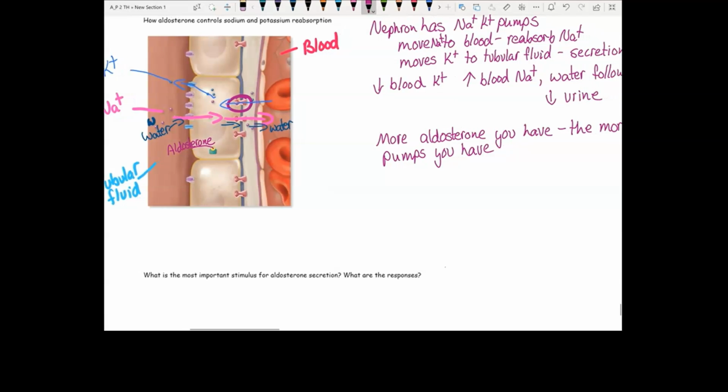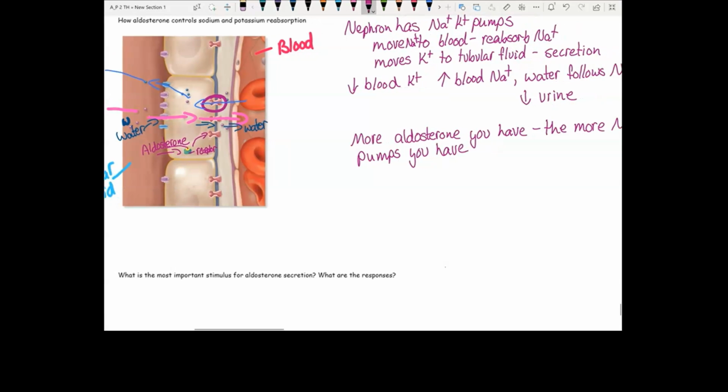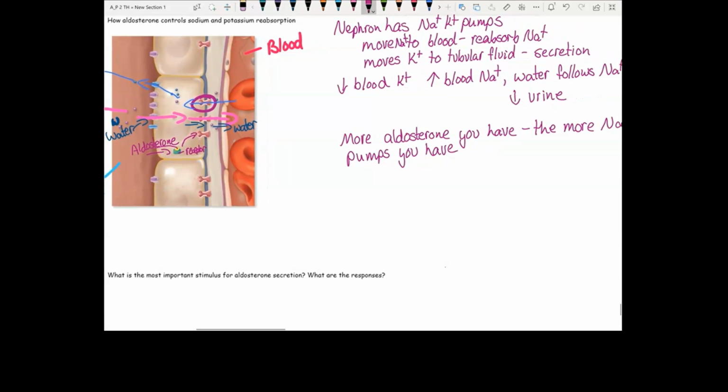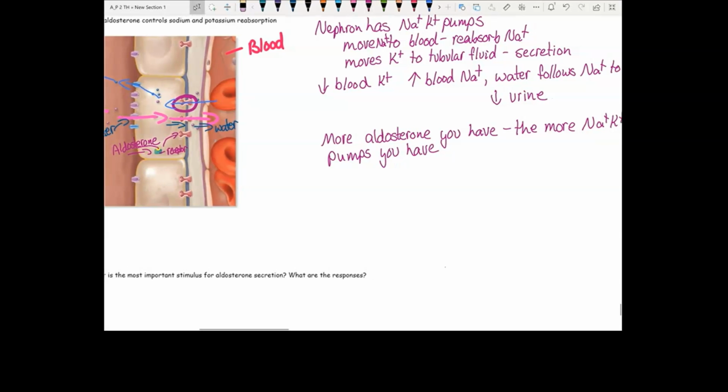Okay. And aldosterone is a lipid-soluble hormone. So think back to chapter 17. Lipid-soluble hormones cross the cell membrane. So that's why aldosterone is here inside the cell. And they bind to a receptor in the cell, and they stimulate protein synthesis. And your sodium-potassium pump is a protein. So this is a lipid-soluble hormone that makes you have more of the protein sodium-potassium pumps.